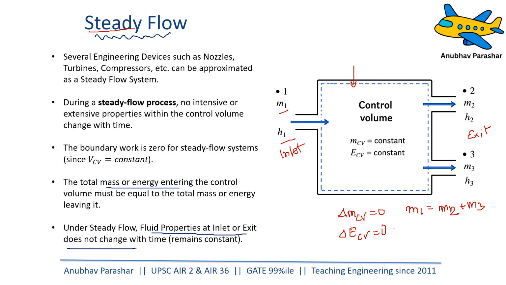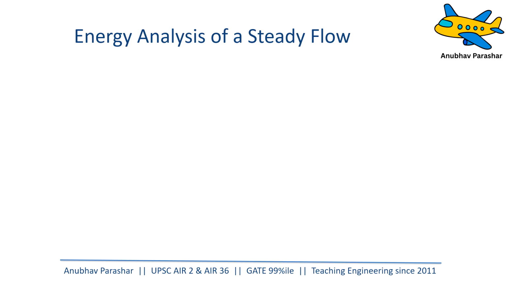Total mass or energy entering the control volume must be equal to the total mass or energy leaving it. Having said that, let us try to understand energy analysis of a steady flow. It's quite simple. If you've understood the things till now, it's going to be quite simple. Now let me consider a turbine. So this is how the turbine is being drawn. Let me say a certain amount of fluid is flowing in and certain fluid is flowing out.